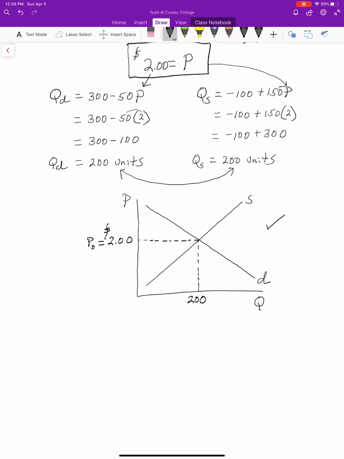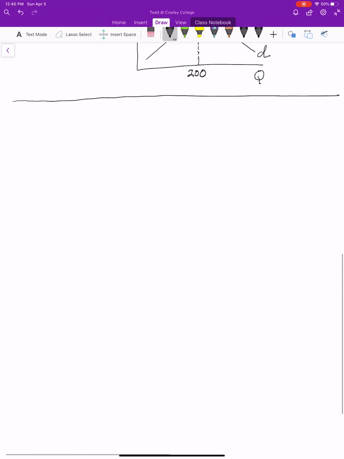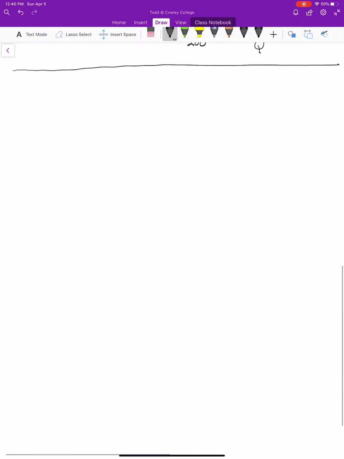Okay, so there's the very basic way, and they're all done exactly the same way. The only difference is, and I want you to notice that in this particular case, we came out with some very nice even numbers. $2 for the price, 200 units for the quantity, and sometimes that is not always the case. So I want to do one more example for you, showing you how to deal with the decimals.